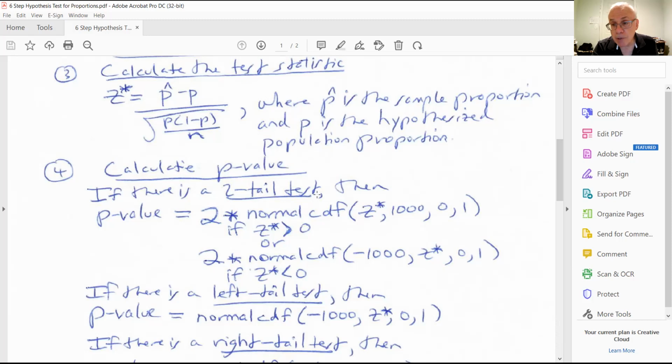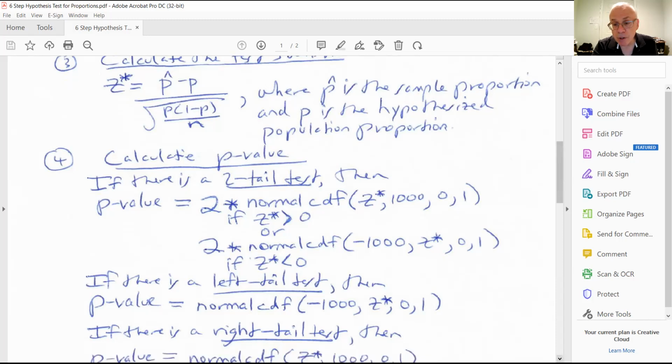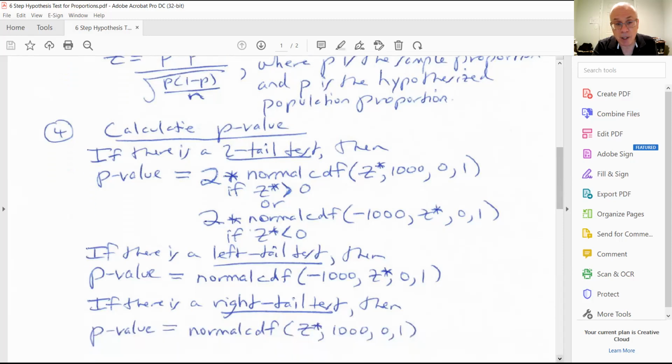Remember, the two-tailed test says that our alternative hypothesis states P is not equal to some number, whatever that number is. So we're looking for that not equal to. That's the two-tailed test. The left-tailed test would say P is less than some number in the alternative hypothesis. And for the right-tailed test, P is greater than some number in the alternative hypothesis. So this is just a review.